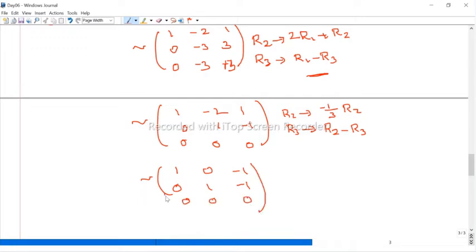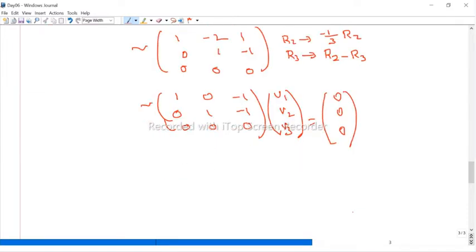Right? So this is a row reduced echelon form. Now we have to multiply this by the vector v1, v2, v3 equal to 0, 0, 0. Now simplify this, solve this equation. If you multiply this, what will we get? v1 minus v3 equal to 0. If you multiply the second row, you get v2 minus v3 equal to 0.